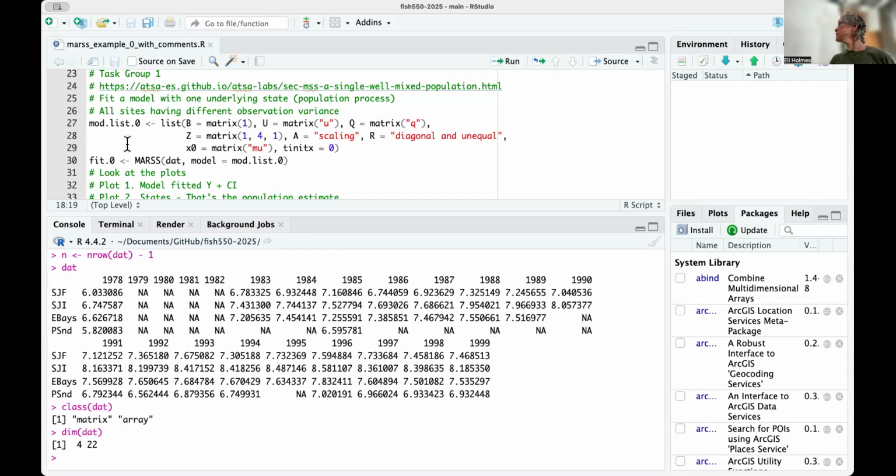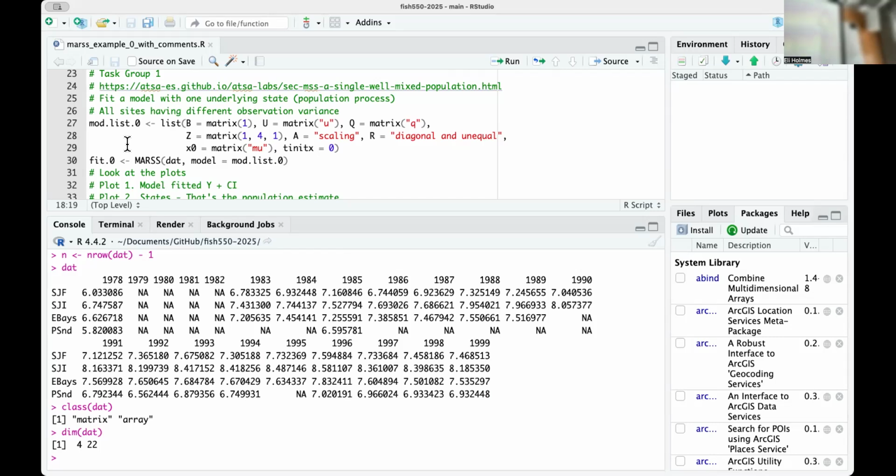So here's our model list up there. Yes, and I did write everything out for pedagogy purposes. So the B, what does it look like? It's a matrix 1. What does the U look like? We're going to be estimating that. Remember, it has to be a matrix, so I wrap it in matrix. It's a U. I put it in quotes because I want to estimate it.